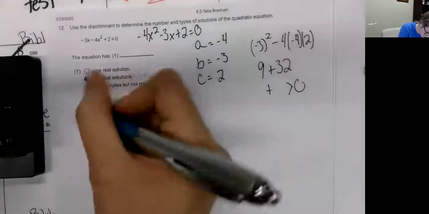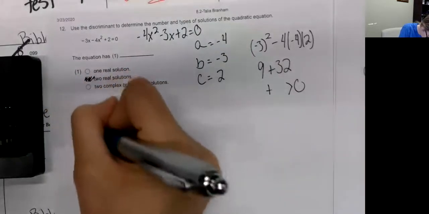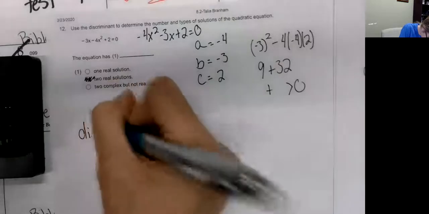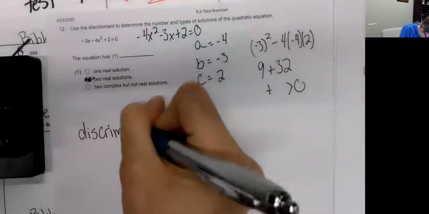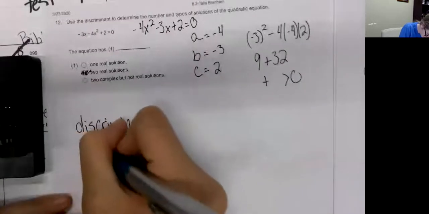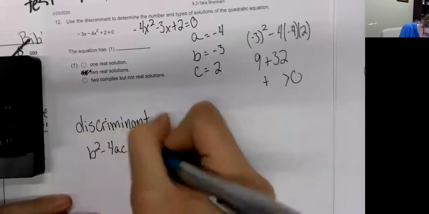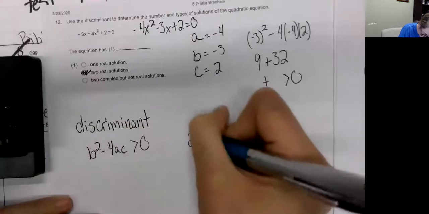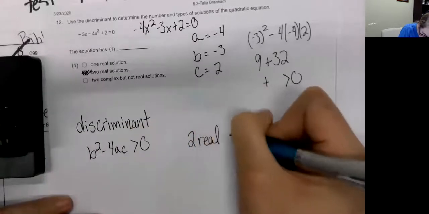And I'm going to go ahead and copy the discriminant rules and post this one for you. So if B squared subtract 4AC is greater than 0, 2 real solutions.